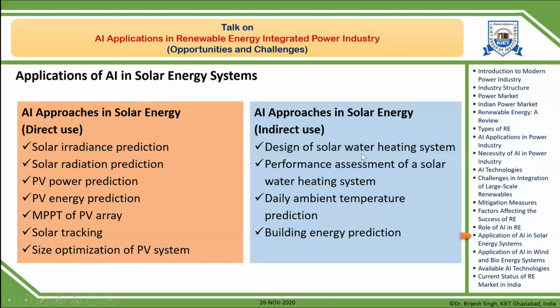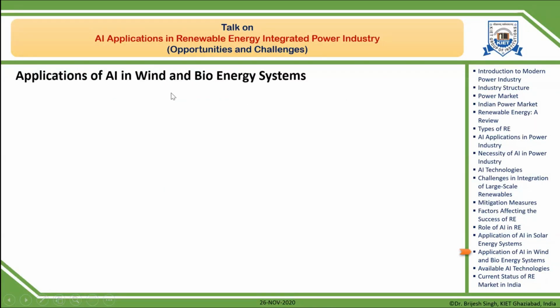Similarly, the indirect approach: design of solar water heating systems, performance assessment of a solar water heating system, daily ambient temperature prediction, and building energy prediction. So these are the areas where you can apply AI with solar energy systems.